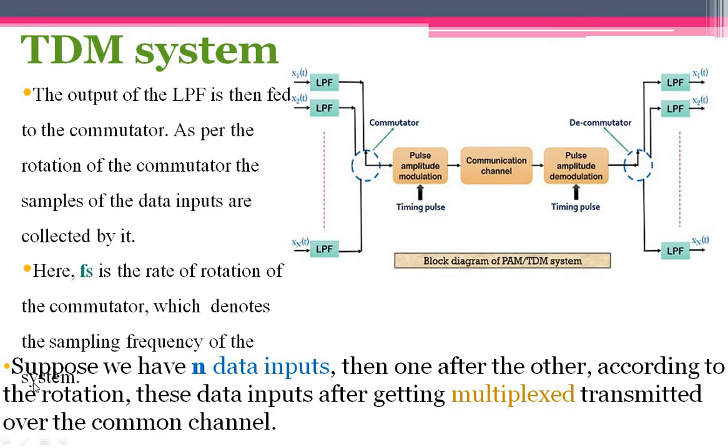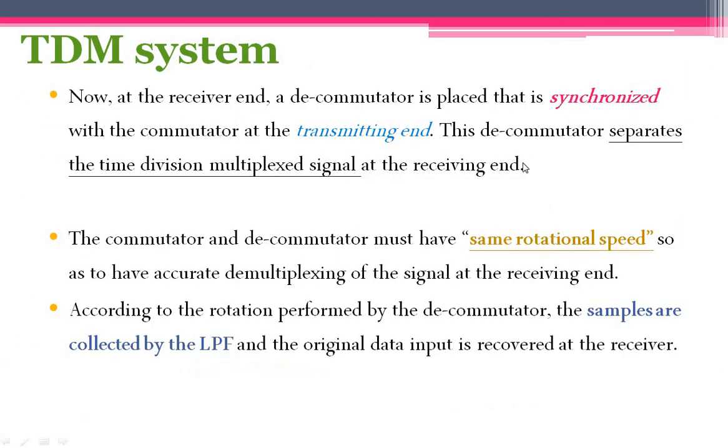I'll repeat. Suppose you are having n data inputs here, then one after another, according to the rotations, these data inputs are getting multiplexed and they are transmitted over this communication channel. Here by the commutator the data is coming one after one, and that data is getting multiplexed over here and given to a communication channel.